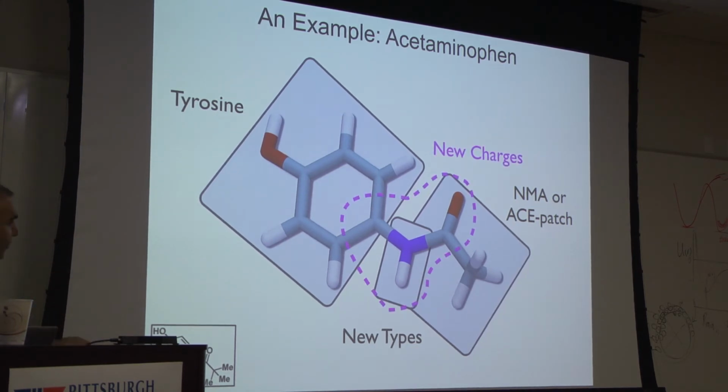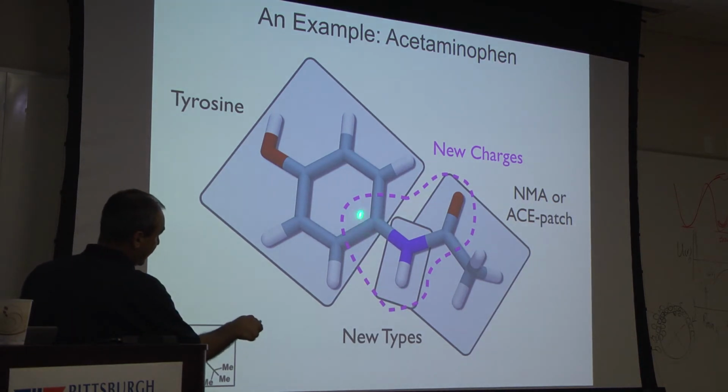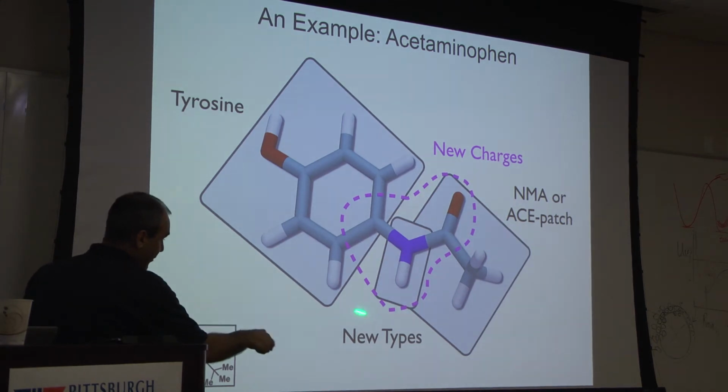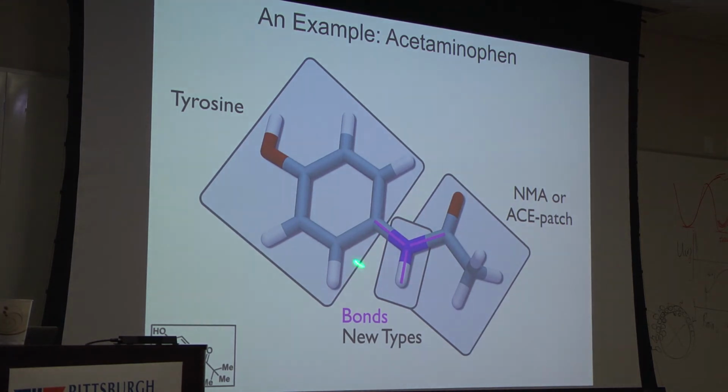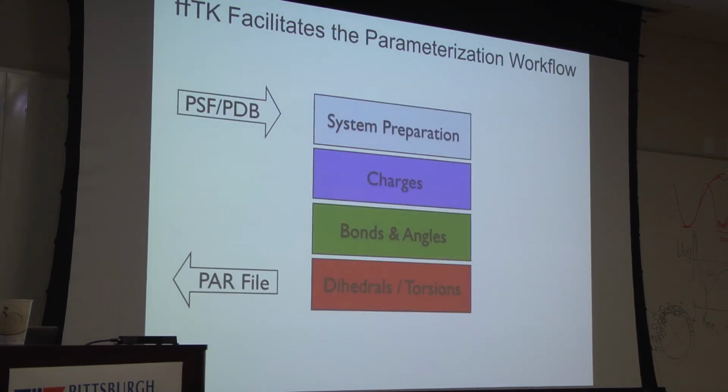you can calculate new charges for this moiety, a methyl group here, amino group, carbonyl group here. You can treat this separately. Then you have some new bonds that involve these central groups. You have new bond angles that involve that group, and you have new dihedral angles. So you have to work with that.